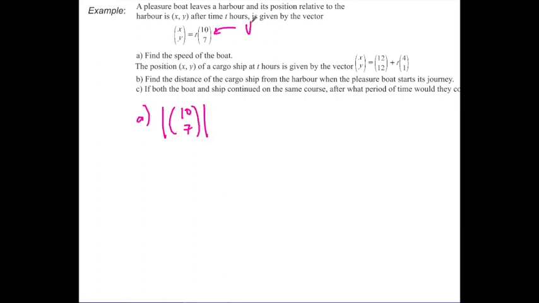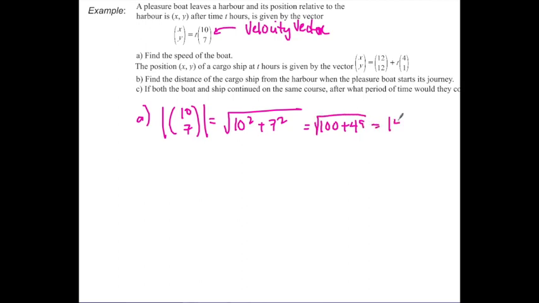So let's keep in mind again, like Ms. Carter said, this is the velocity vector. So, as usual, magnitude of our vector 10, 7, we're just going to take the square root of 10 squared and 7 squared. So altogether makes 100 plus 49, so the square root of 149 kilometers per hour. That's our speed of the pleasure boat.